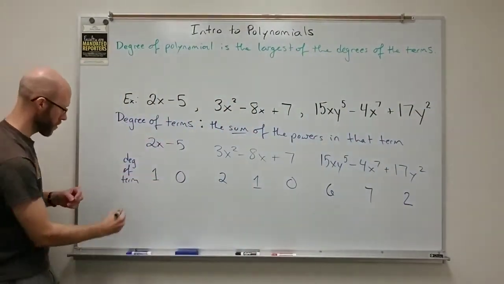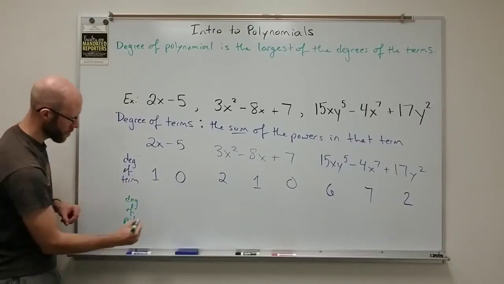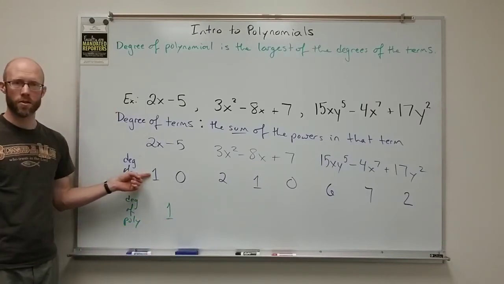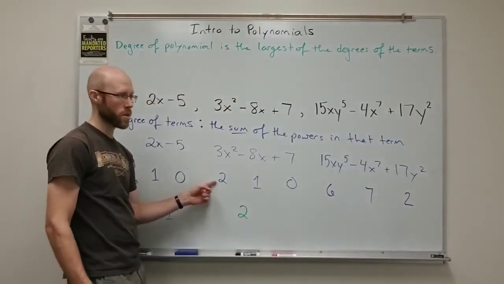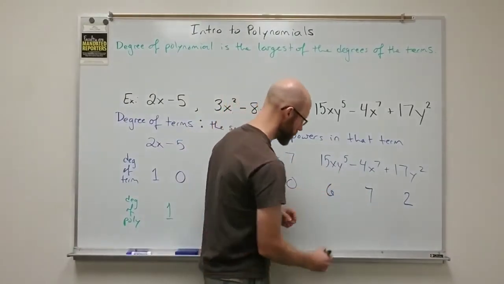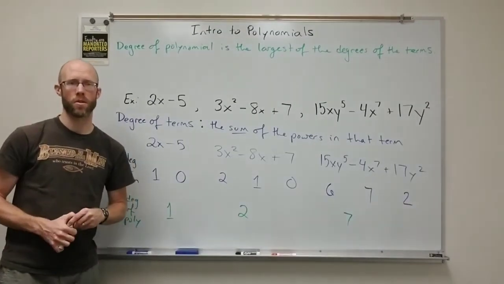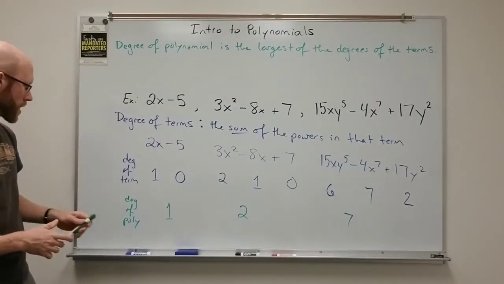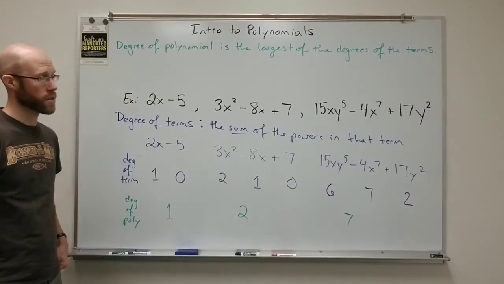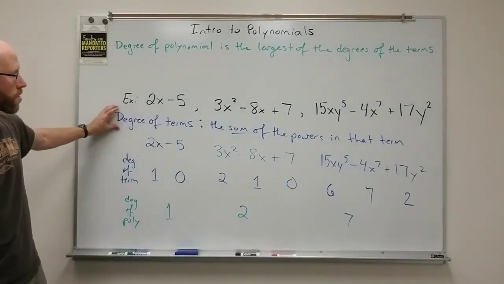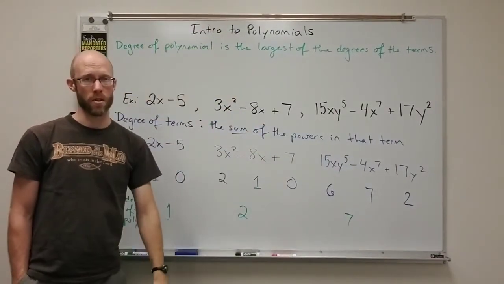Okay, so it's the largest one. In this first example, the degree of the polynomial is 1, because that is the largest of the degrees. In the second one, the degree of the polynomial is 2, because that's the largest. And in this third one, the degree of the polynomial is 7, because that's the largest degree of all the terms. Okay, so that should give you an idea, based on those examples, of how to find those degrees. You've got the degree of the term, which is the sum of the powers in that term, and the degree of the polynomial, which is the largest of all the degrees of the terms.